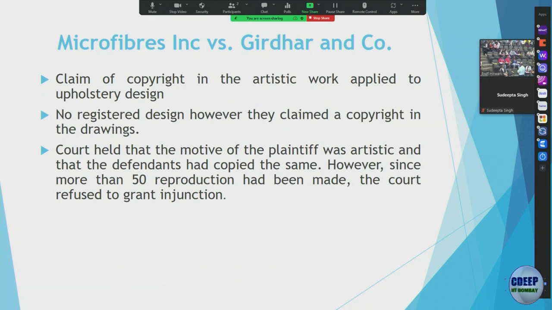Copyright comes into existence when the work is created, by default. But the moment you make more than 50 copies, you cannot claim protection under copyright for the design. So here in this case, they have sold more than 50 copies. Therefore, the court did not give them any injunction.